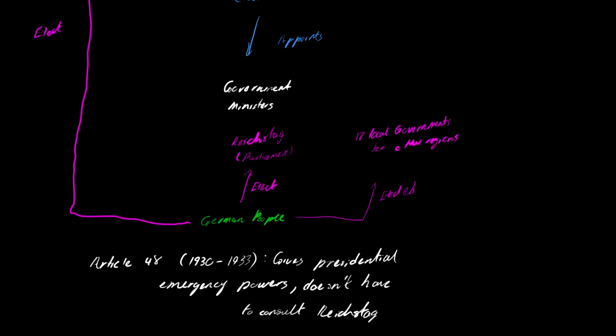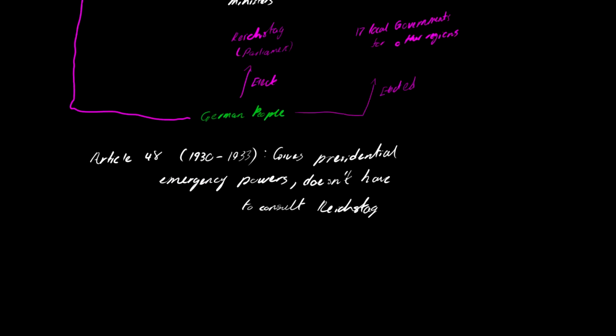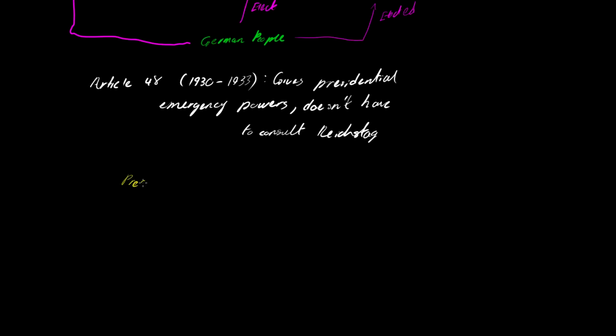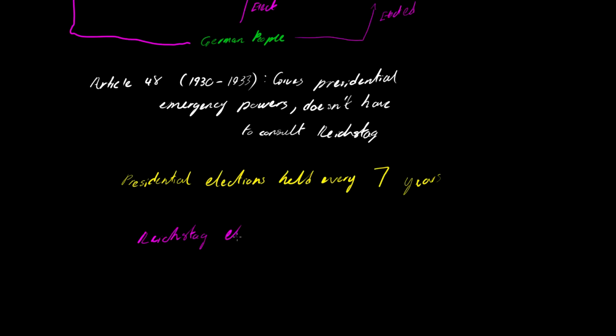Also significant is the presidential elections. Presidential elections, people would vote for a new president, and that was held every 7 years. And the Reichstag elections, so the parliament, who's going to be in charge of the parliament, were held every 4 years. They were held more often. So arguably the Reichstag, the parliament, was a bit more significant because it was altered more often.